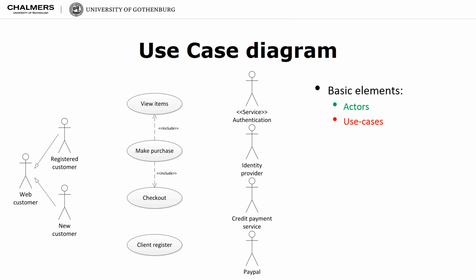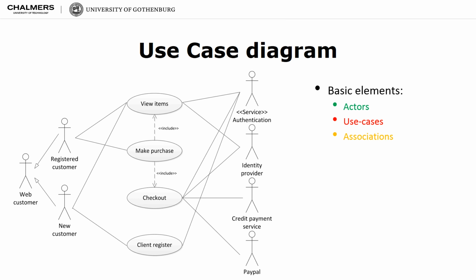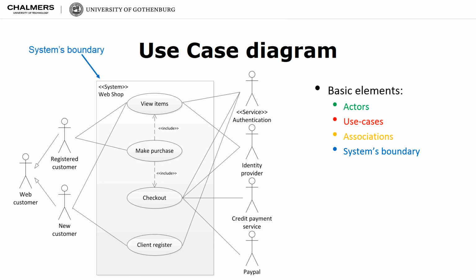Then, how do the actors relate to functionalities? And how do functionalities relate to each other? And then, what is the boundary of the system? For answering these, a use case diagram should identify the following elements: the scope and boundaries of the system, the use cases and functionalities offered by the system, the actors that interact with the system, and associations between actors and use cases and between use cases themselves.